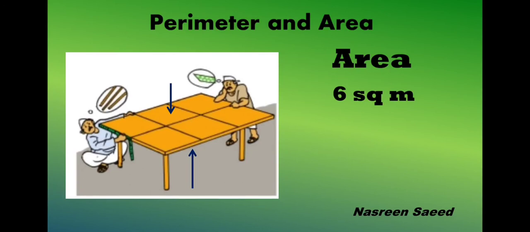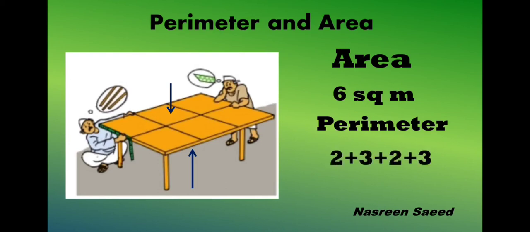Now we have to find out the length of border tape. For that we have to find the perimeter. So what is the perimeter? Perimeter is the sum of the sides of the table. So what we will do? We will add 2 plus 3 plus 2 plus 3. So how much do we get? We get 10 meter. So the length of border tape needed is 10 meters.